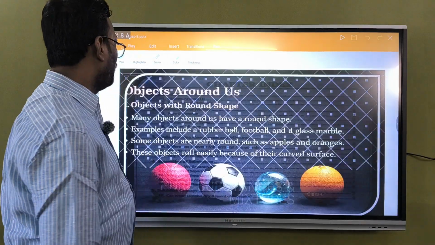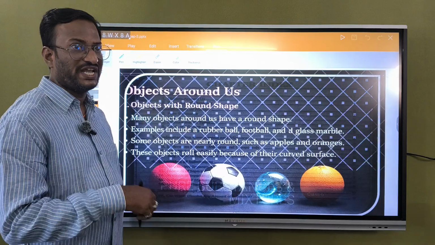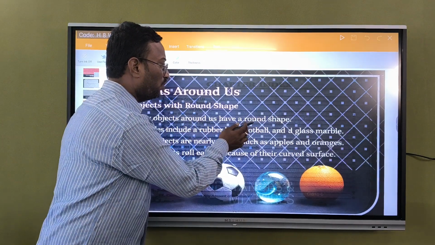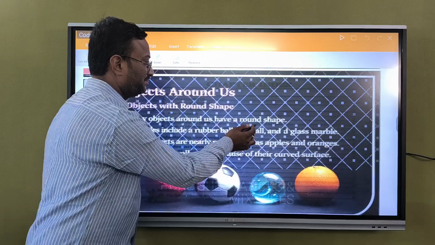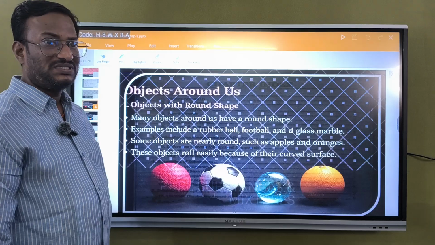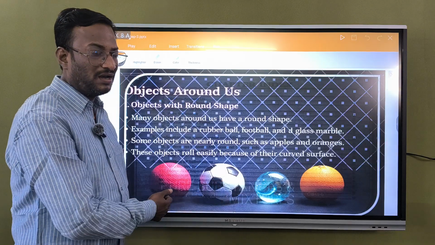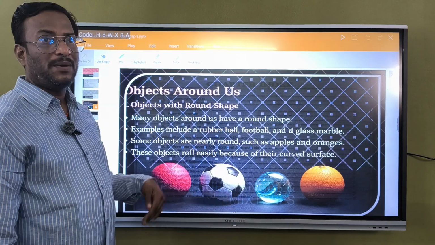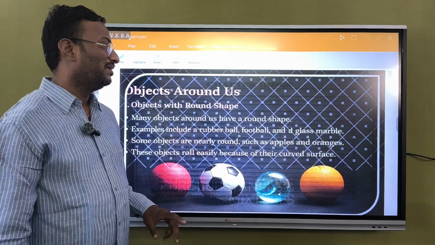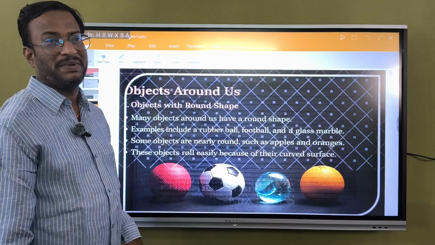See now, objects around us which are of round shape, or spherical shape as we say. Many objects around us have a round or spherical shape. Examples include a rubber ball, a football and a glass marble. These are all spherical in shape, and there are some objects that may not be completely spherical but almost spherical, such as apples and oranges. They are somewhat near to the spherical shape.